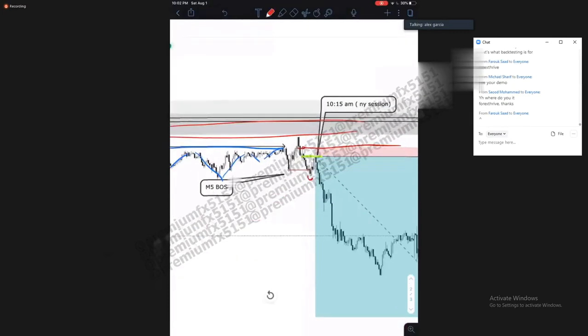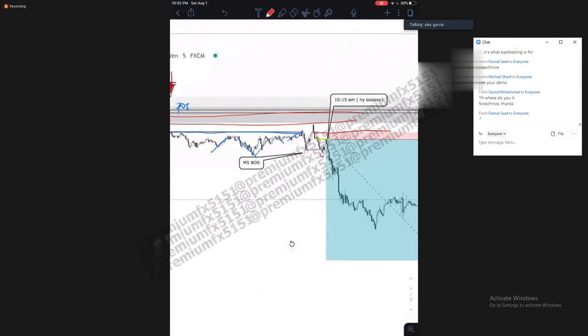Okay, this is a setup from last week, which ended up being like a 1 to 50 or 1 to 60, running a 3-pip stop loss. The reason why I mark this is because I always mark what time this happens. So most of the time this happens in my New York session. Okay, this is 10:15, again, Eastern time zone in New York.